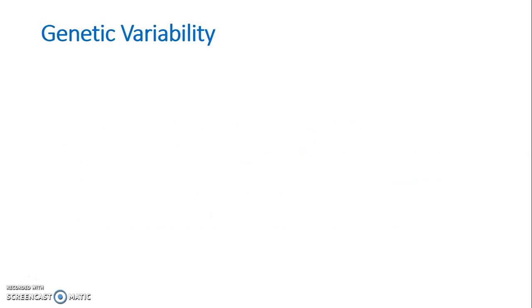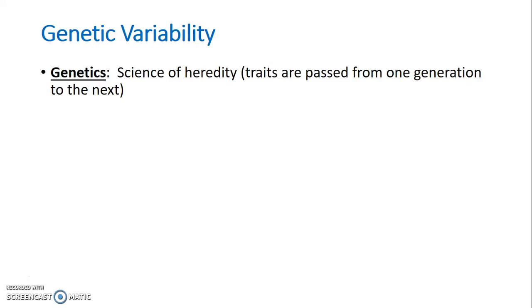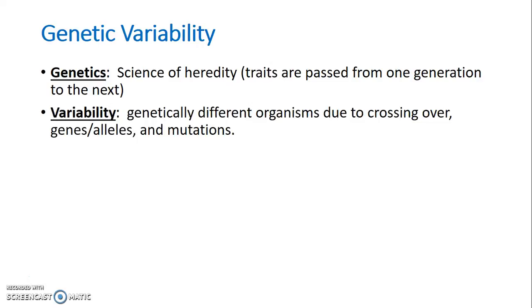So let's remember what we mean by genetic variability. By genetic variability, we mean that the genetics, the traits that organisms have, are all different, and those can happen because of something like crossing over, where we exchange segments of DNA called genes. Those genes can have different alleles. So, for example, the gene for eye color can have an allele for brown eye color or an allele for blue eye color. And now, lastly, mutations can occur.